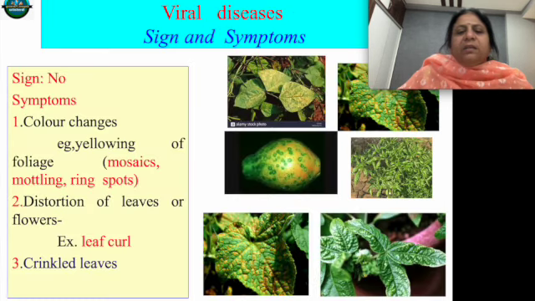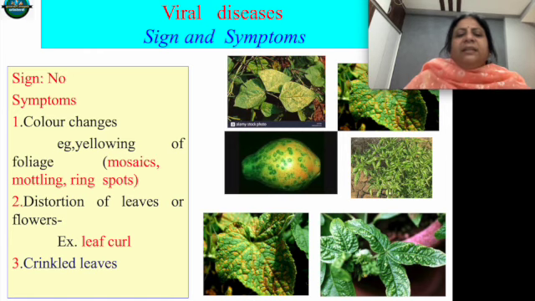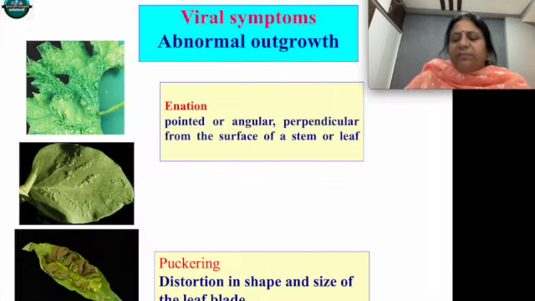You can see viral diseases, the symptoms are color changes, yellowing of foliage, mostly in case of mosaics, mottlings, ring spots. Yellowing is also observed because of nutritional deficiencies, but experience is required to identify whether it is a fungal disease or bacterial disease or viral disease or nutrition deficiency. Distortion of the leaves or flowers, mostly leaf curl, that distortion is observed. Crinkled leaves, these are all the symptoms of the viral diseases.